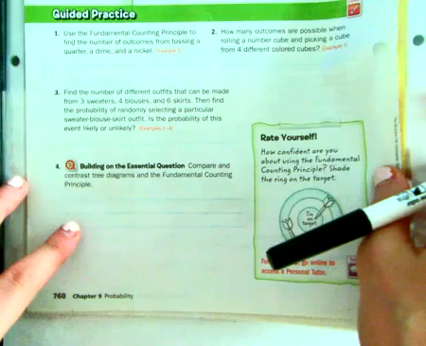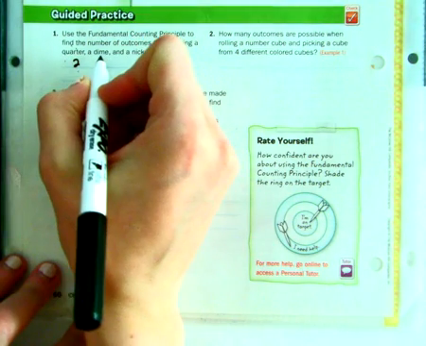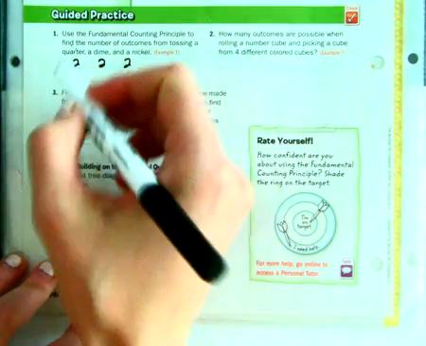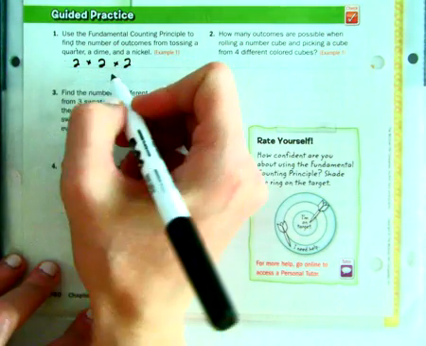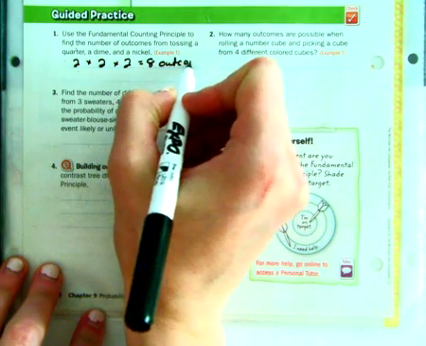Okay, one more problem. If we look over at guided practice number 1, use the fundamental counting principle to find the number of outcomes for tossing a quarter, a dime, and a nickel. Again, when we're finding the number of outcomes with the fundamental counting principle, we need to ask ourselves how many different options we have with every choice. First we flip a quarter. We have 2 possibilities, heads or tails. Then we flip a dime. Same thing, 2 more. And a nickel, heads or tails. Then we multiply all of our possibilities together. 2 times 2 times 2 is 8. So we have 8 outcomes.